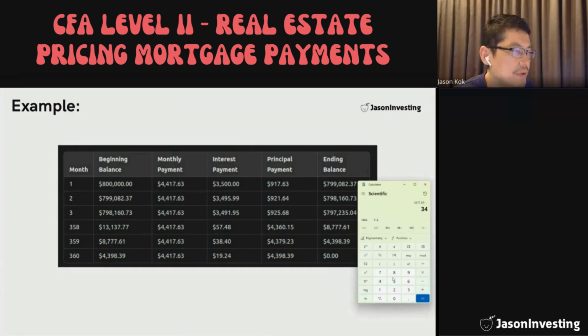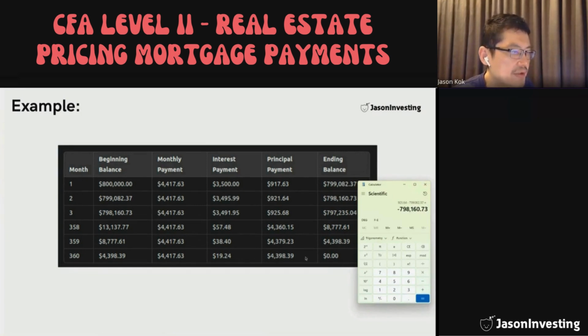4,417.63 minus 3,495.99 gives us 921.64. This is the principal repayment. So we need to subtract this from the balance, and now we are left with a remaining principal. We just keep on doing this, and by the final year, it will get to 0.